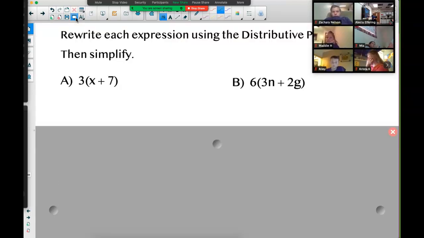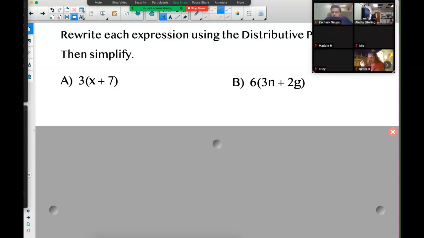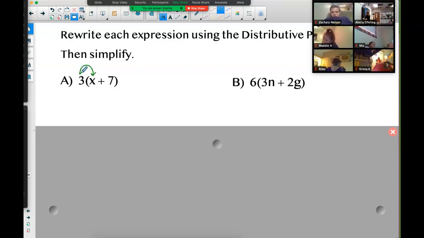Okay, so now these say rewrite each expression using the distributive property and then simplify. Some of them are already going to be simplified. Some of them we have to simplify at the end. So looking at letter A, write that down. 3 parentheses x plus 7. Which number is the candy? The 3. So the 3 gets shared with the x to give us, shout it out, 3x.